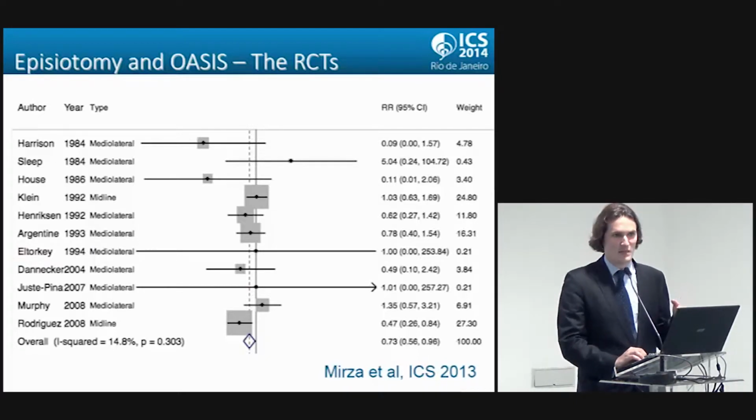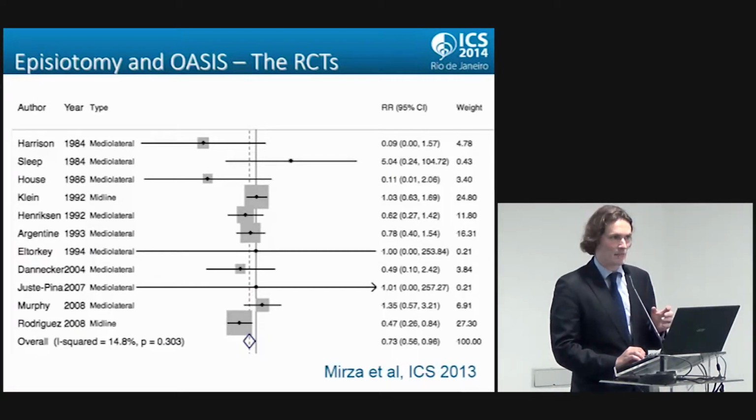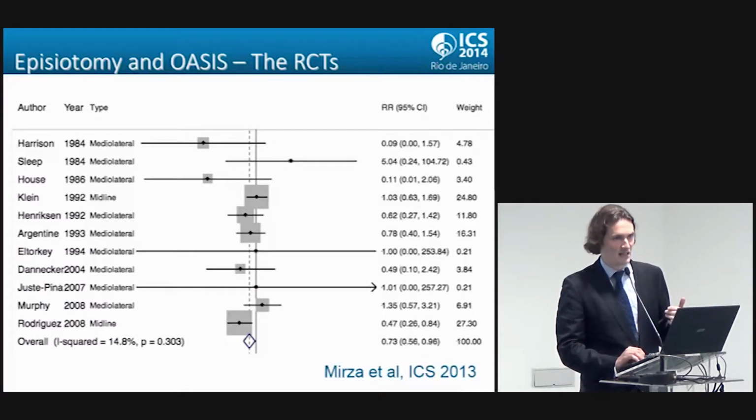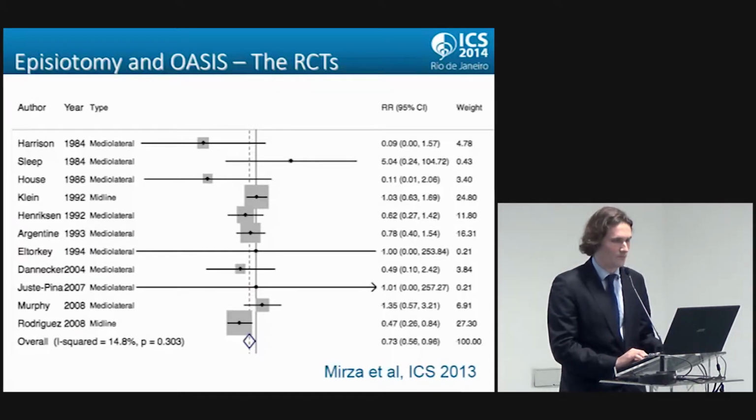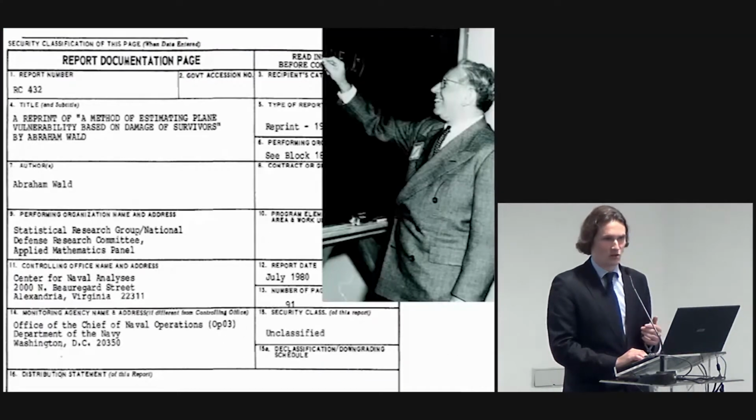Here we've mixed up the mediolateral and midline episiotomy trials. That's a little bit controversial, but statistically makes sense because there's not much heterogeneity. And consistently you see that use of restrictive episiotomy policies, regardless of how you do your episiotomy, is associated with reduced risk of OASIS overall. So that's the limit of the randomized trial evidence. Everything else we're going to talk about today comes from observational studies.